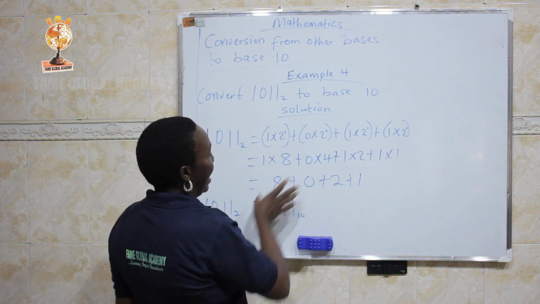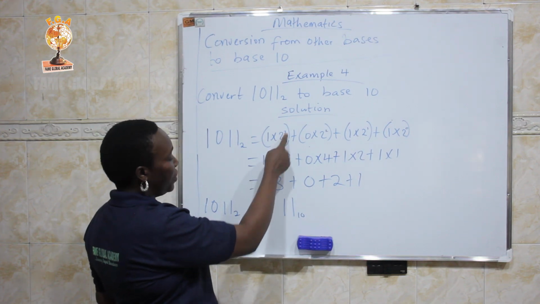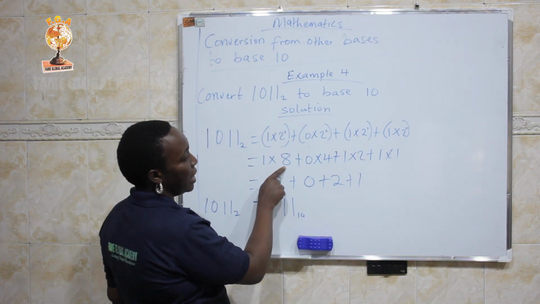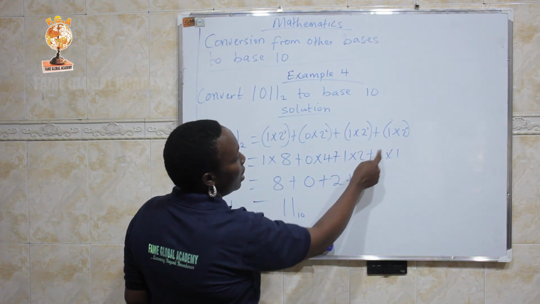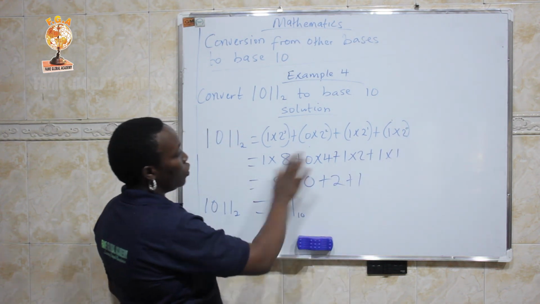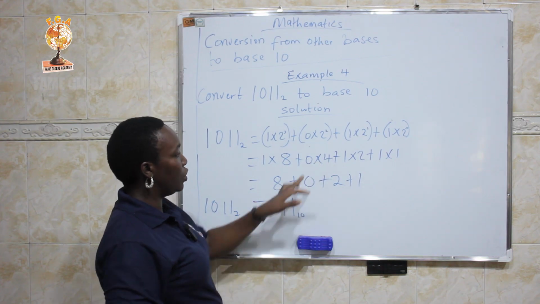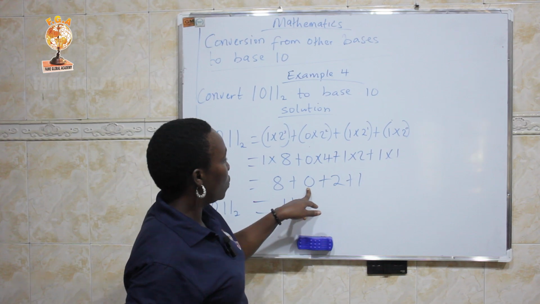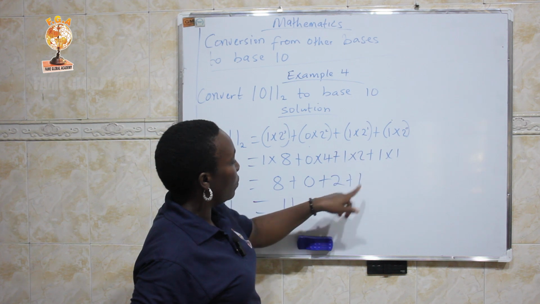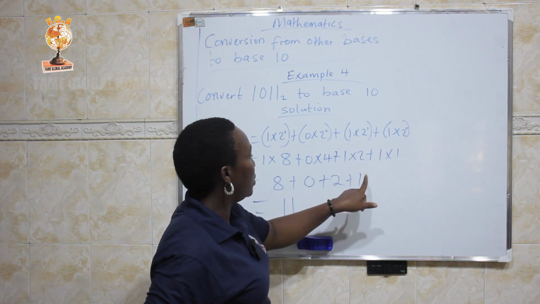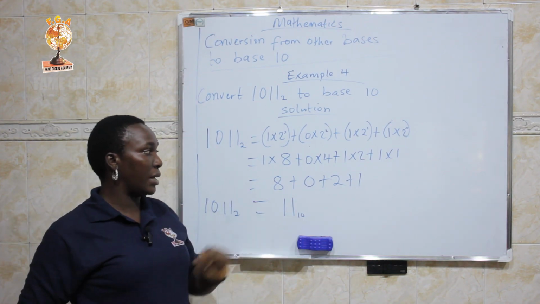Okay. So after that, you now expand what we have inside the bracket. 2 raised to the power of 3 means 2 times 2 times 2, which is what? 8. 2 raised to the power of 2 is 4. 2 raised to the power of 1 is 2. And 2 raised to the power of 0 is 1. So you multiply them together. Anything multiplied by 0, the answer is 0. So this one has automatically turned to 0, which is what we have here. And here is our 8, here is 0, here is 1 times 2 is 2, 1 times 1 is this one. When you add everything together, you have 11 base 10.